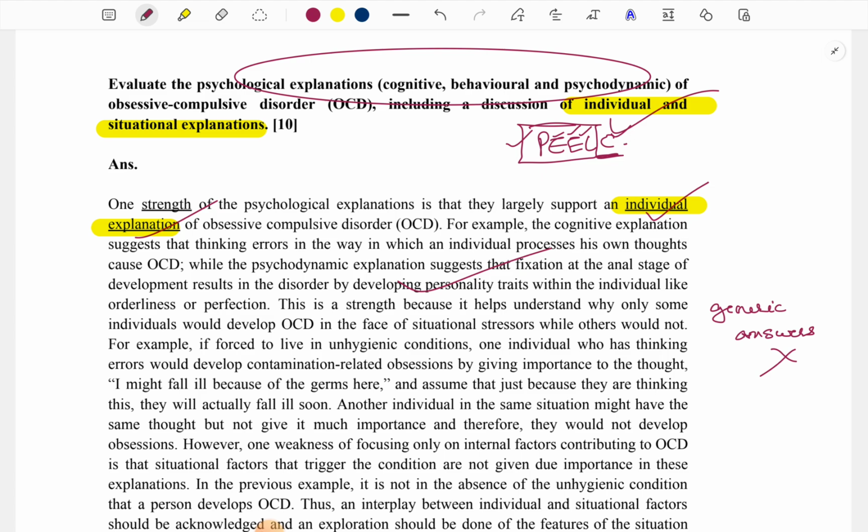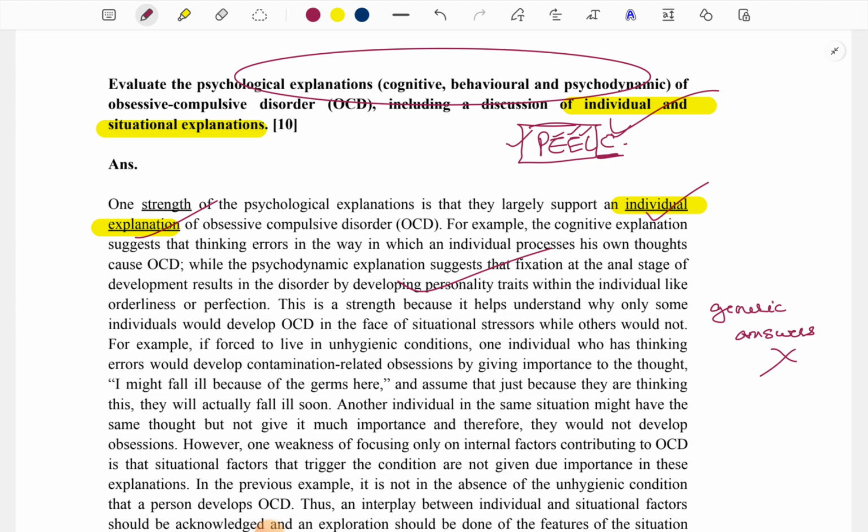So give at least one or two examples to justify why it supports the individual explanation. Saying something like "individual" just because personal characteristics are pointed out, what sense does it make in the context of OCD? Which personal characteristics are you talking about in any of these explanations? You have to point that out.